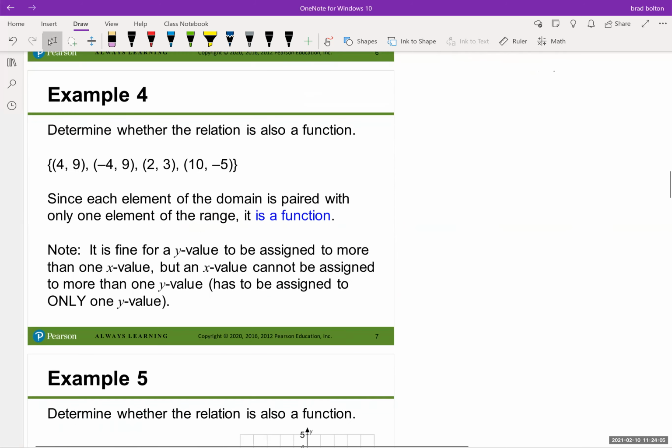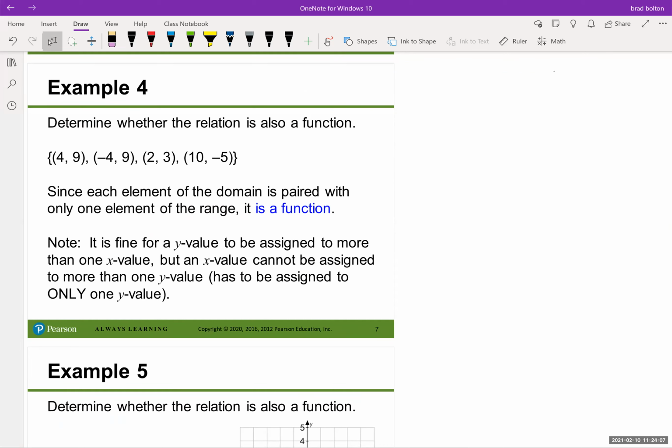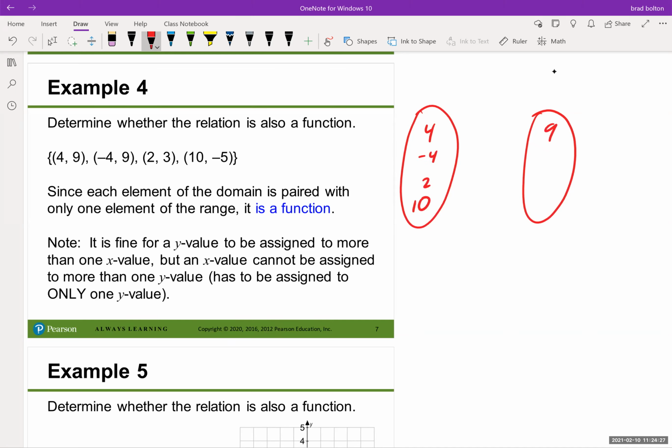Okay. Determine whether the relation is also a function. So now we have 4 goes to 9, negative 4 goes to 9. Okay. So what if I drew a little box like this and I put negative 4, 2, I'll just write it as it is. 4, negative 4, 2, 10. And then over here, I'm going to go 9, 9, 3, negative 5. So what I did is I just took all of these values and put them in my ranges, and I took all of these values and I put them in my domain.